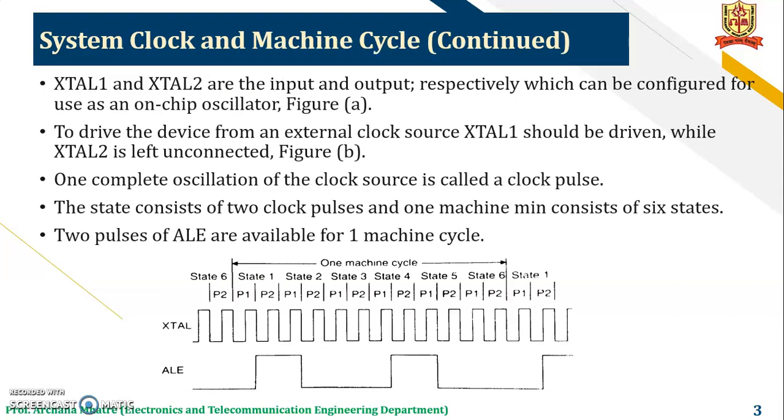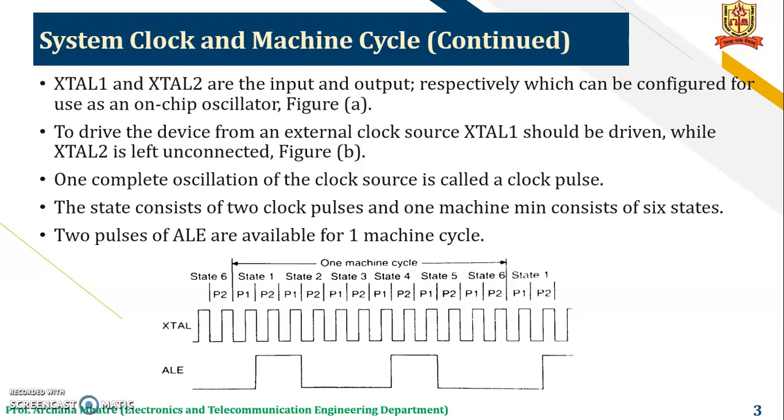Now XTAL1 and XTAL2 are the input and output respectively, which can be configured for use as an on-chip oscillator, which is figure A. And to drive the device from an external clock source, XTAL1 should be driven while XTAL2 is left unconnected, that is figure B. One complete oscillation of the clock source is called a clock pulse.